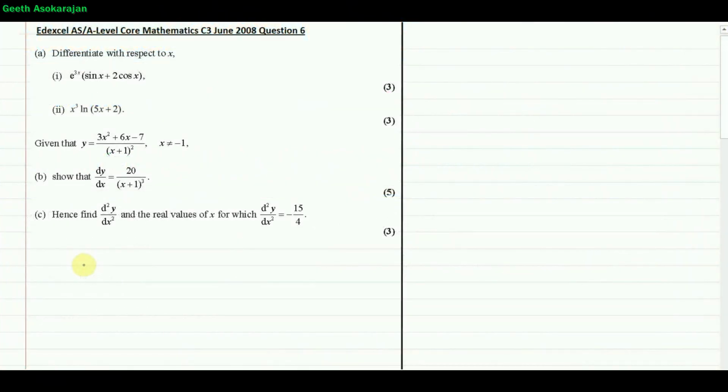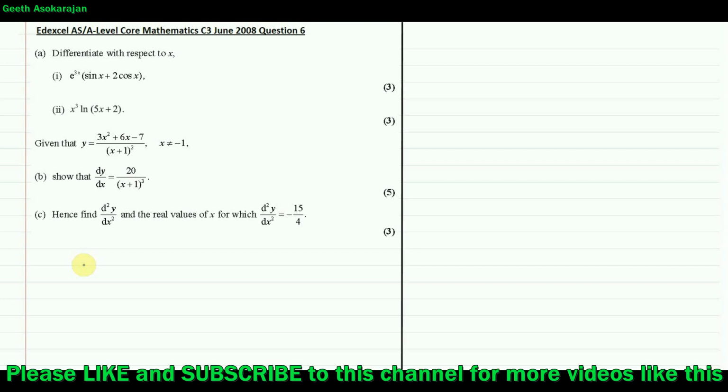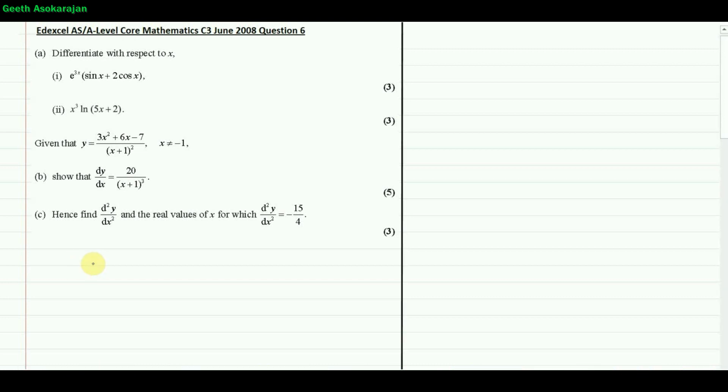Right, a past examination paper question. This is from Edexcel. It's a core mathematics question from C3, June 2008, and this is question number 6 of that paper. So part 1 of A: differentiate with respect to x e to the 3x into sine x plus 2 cos x. So let me attempt A part 1 here.